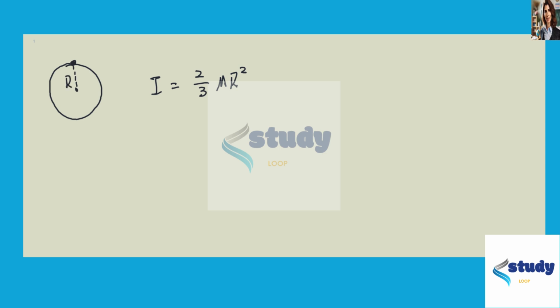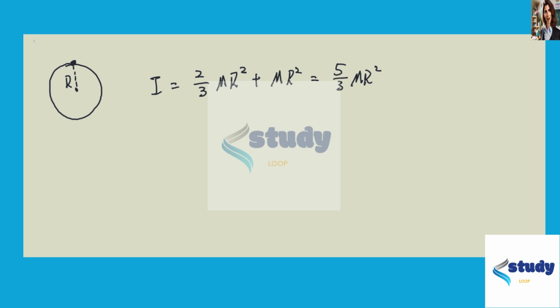So there's a distance r between the center and the surface. So the new moment of inertia should add the mass times the distance between the new rotating axis and the center of mass squared, which is mr squared. We can get 5/3 mr squared, right? So that's the new moment of inertia.